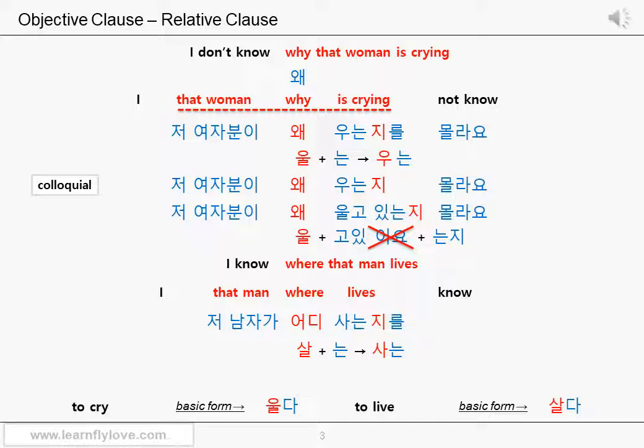So you can add the object particle 를. 저 남자가 어디 사는지를. 저 남자가 어디 사는지를 know. 알아요. You can get rid of the object particle in spoken Korean. 저 남자가 어디 사는지 알아요. But if you want to emphasize the fact that the place where he lives is the thing that I know, you shouldn't get rid of the object particle. 저 남자가 어디 사는지를 알아요. Just keep that in mind.